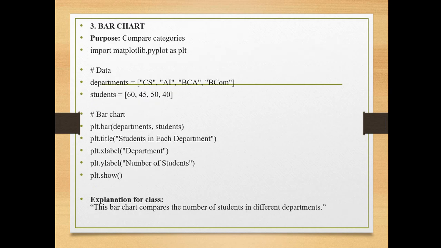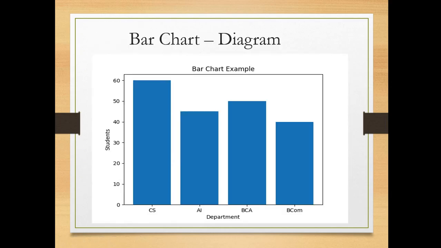This is the example for the bar chart. Here, we have compared departments and student strength. The departments, CS, A, and B, C, are the four departments, and the student strength is declared. Then we show it as a bar diagram, with departments and students declared. This bar chart compares the number of students in different departments. That helps to identify which department has the highest and lowest strength.